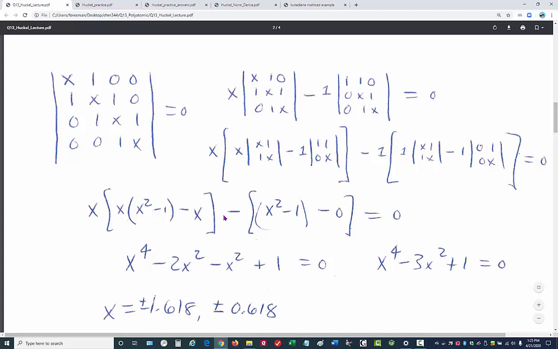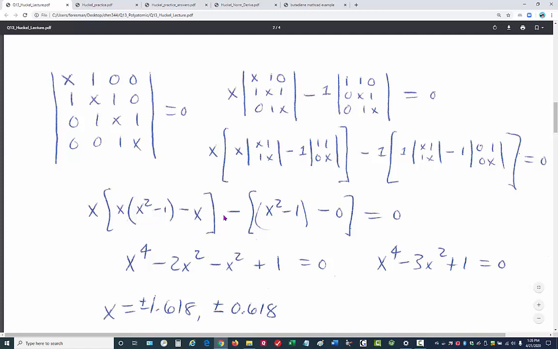Then you go to the next column and you see a 1 here, and you block off the column and row that it's a member of, and what you're left with is a 3x3 matrix that you multiply by 1. As you combine these together, you alternate the signs. So it would be x times this, minus 1 times that, plus 0 times this, minus 0 times that. I didn't include the ones that have zeros out in front because they, of course, go away.